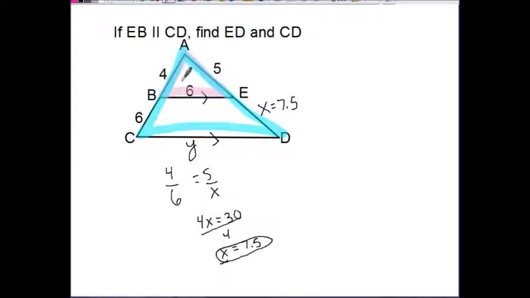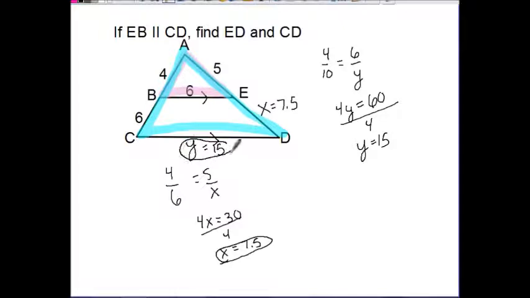So here we go. I'm going to do left side over left side. So I have 4 over 10, full sides of our little triangle over full side of our big triangle, equals 6, the bottom of the little triangle, over y. And I cross multiply. 4y equals 60. Divide both sides by 4, and y is going to be equal to 15. Segment CD is 15. So don't forget about similar triangles. At times you're going to still need those.